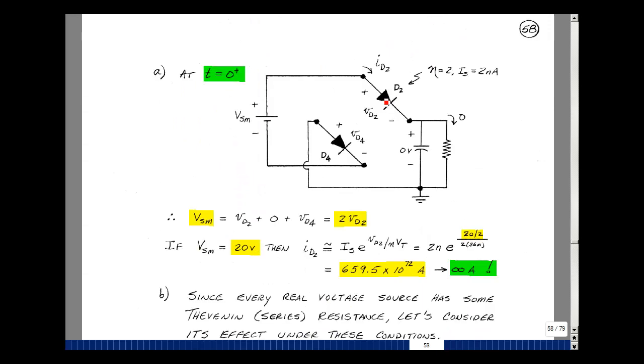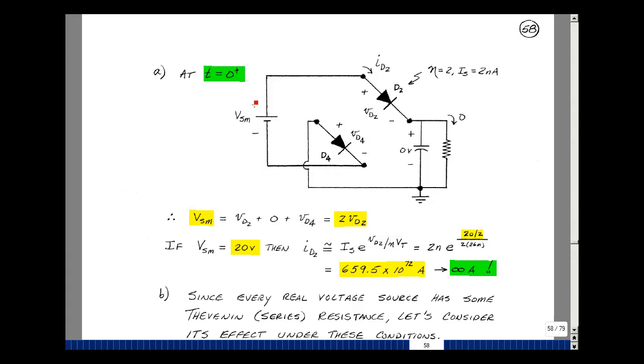Suppose that our power supply has been off for a long time, so the voltage across the capacitor is 0, and we flip the switch, and the voltage hits the positive peak. What's going to happen? Well, current's going to want to flow through diodes 2 and 4 and come back to V sub s. Let's do Kirchhoff's voltage law.